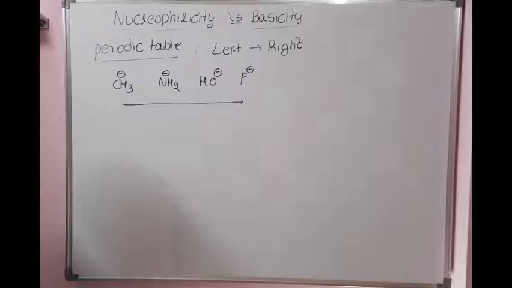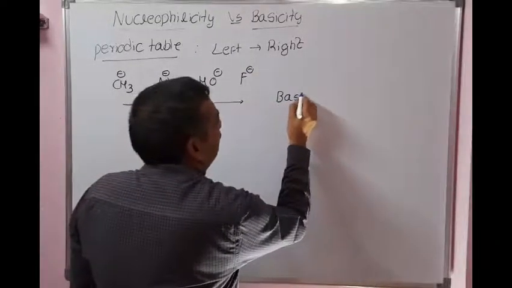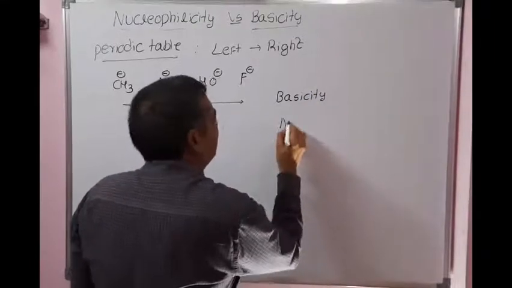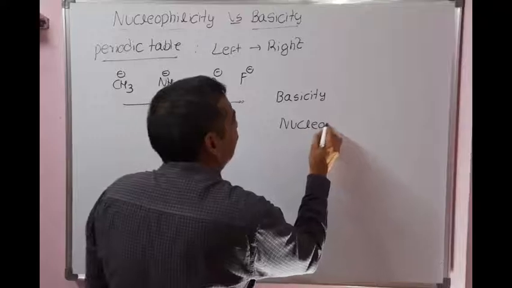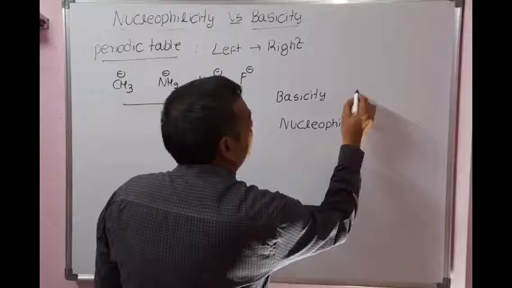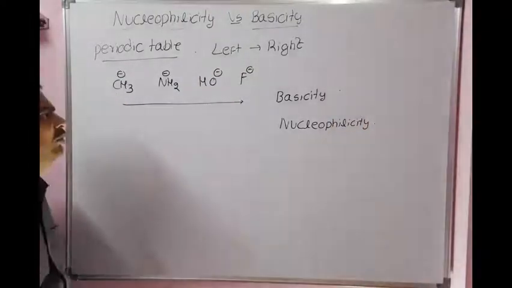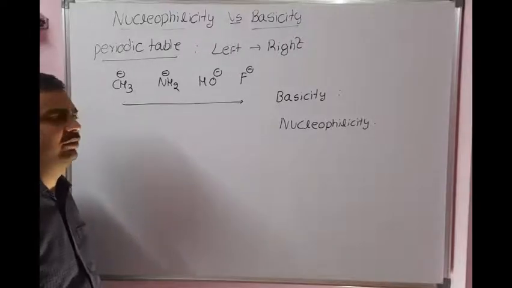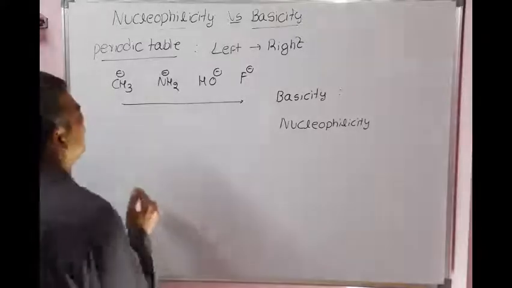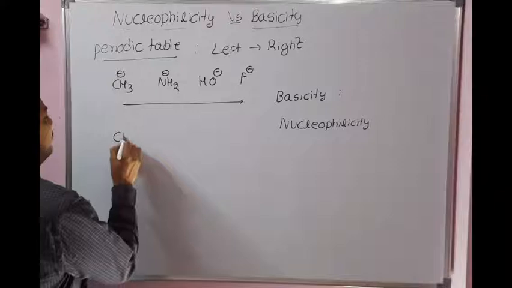Let's find the basicity order. What is the basicity order from left to right? And also the nucleophilicity order. What are the nucleophilicity order and basicity order from left to right in the periodic table? To know the basicity order, first write the conjugate acids for these.